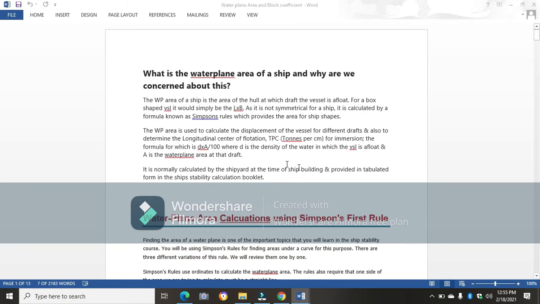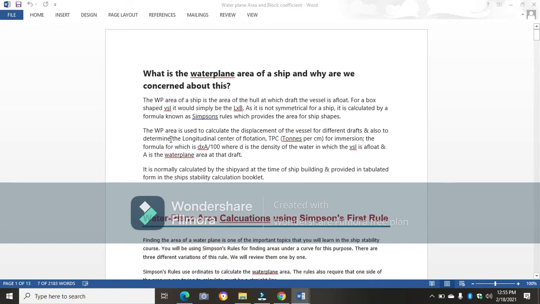Okay, so we're going to solve the water plane area of a ship. So what is the water plane area of a ship and why are we concerned about this? The water plane, or WP, area of a ship is the area of the hull at which the vessel is afloat. For a box-shaped vessel, it would simply be length times breadth. As a ship is not symmetrical, it is calculated by a formula known as Simpson's rule, which provides the area of a ship's shape.